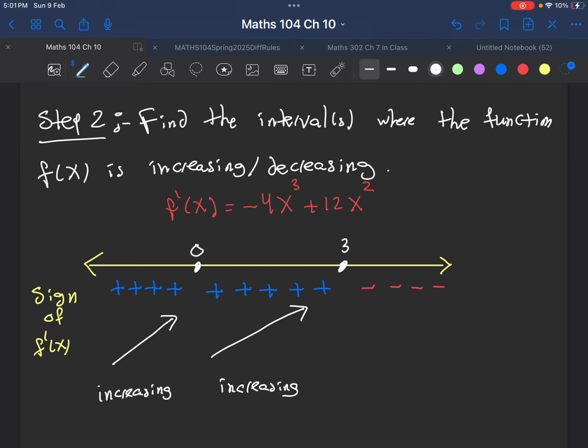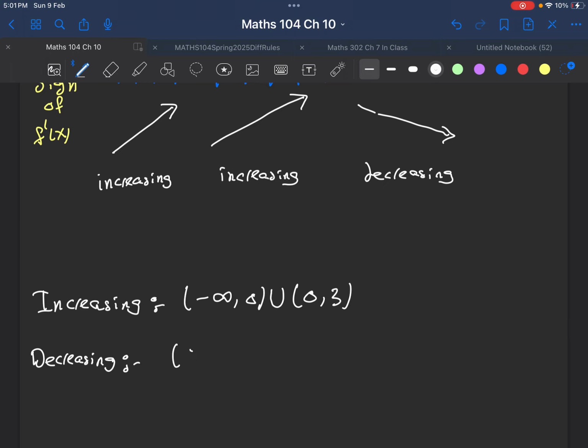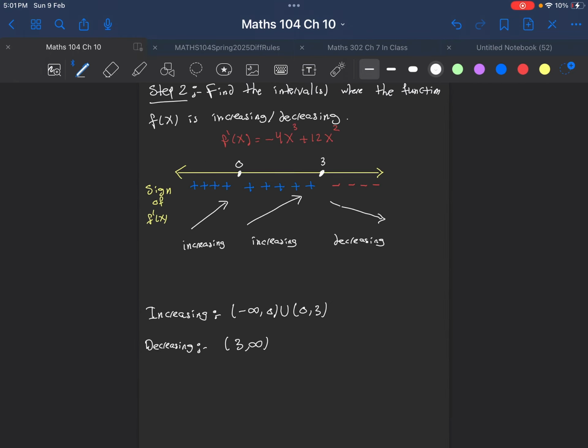So if I just want to recap what we did, where the function is increasing, it starts from minus infinity all the way to 0. That's the first part. And then it continues from 0 to 3. Everything should be open. And then there is a union between them. Where the function is decreasing, it will be just from 3 to infinity. And that's the final answer here.